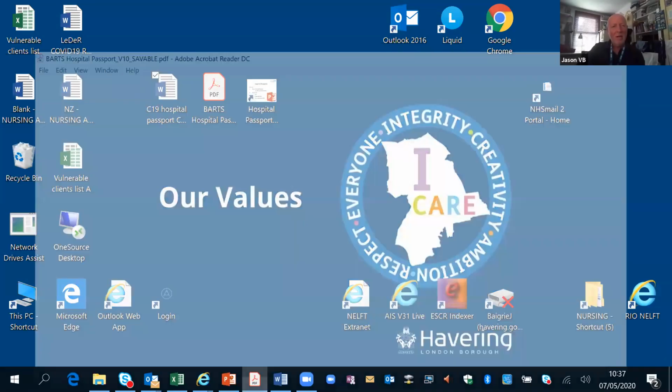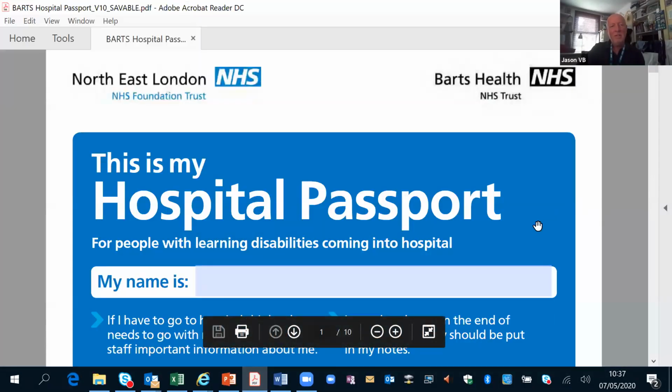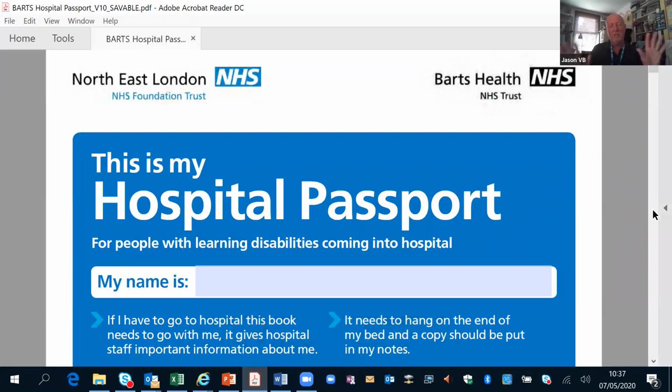So this is the passport. I've got a PowerPoint that I'll show you, but I just thought I'd start off by showing you what a hospital passport looks like. Some of you may well have come across these before, but for those of you that haven't, I just wanted to go through basically what a hospital passport is and how important it is.